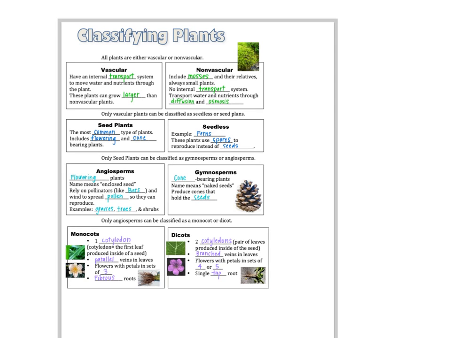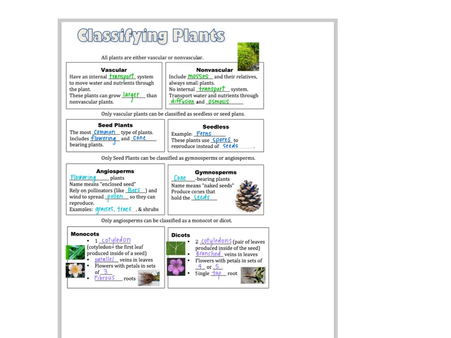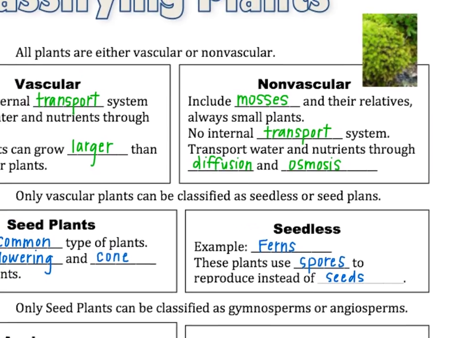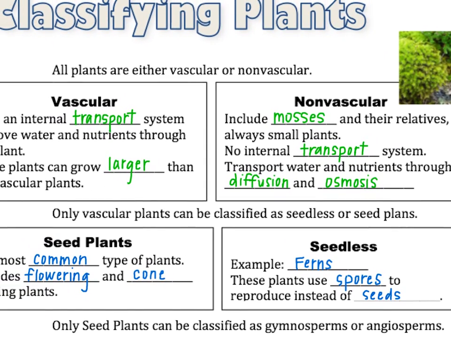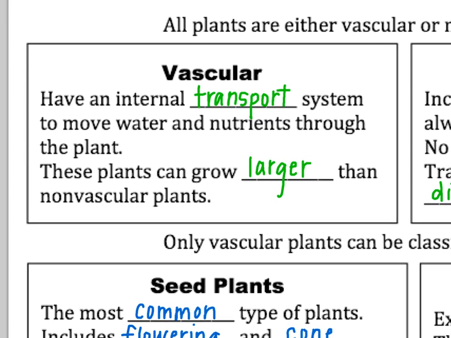Alright, we're going to go through classifying plants by starting with the most general type of classification and moving down to the most specific type of classification. So we're going to start with the classification that all plants are given of either vascular or non-vascular. Any plant can be classified as either vascular or non-vascular.